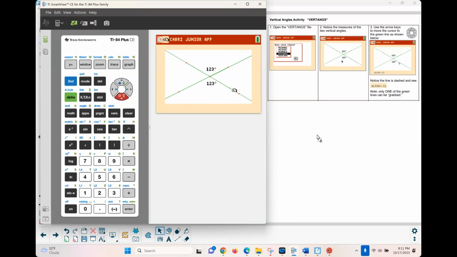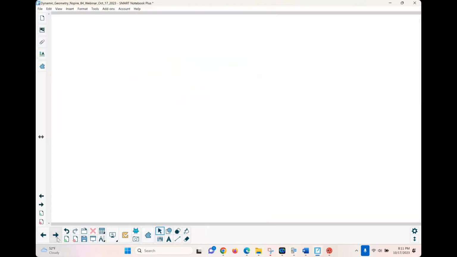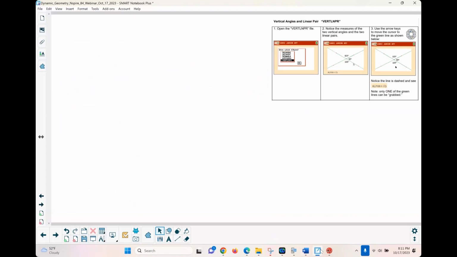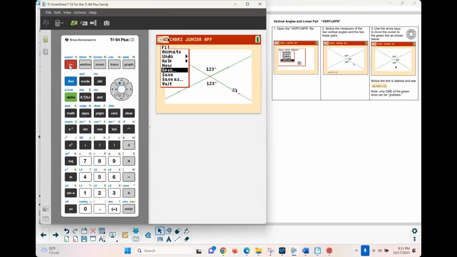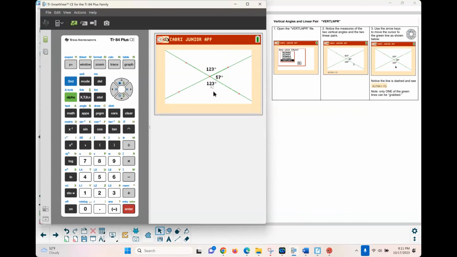Okay. So again, I kind of pull that off and pull that in there. Then I had one that does both at the same time. Some of you might just want to say, well, I would just like to do both at the same time. So again, I'll go to Y equals and go to open. And this one is vertical linear pair. So this one here, notice I'm able to see the linear pairs, the supplementary angles here, supplementaries here, and then the pair of vertical angles.